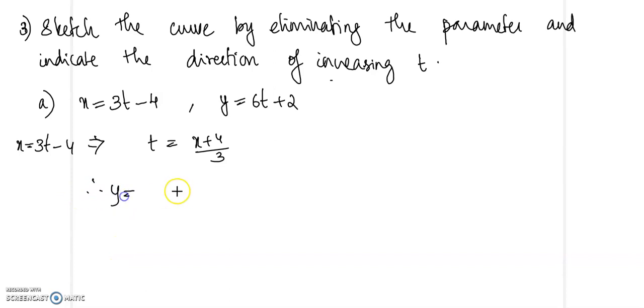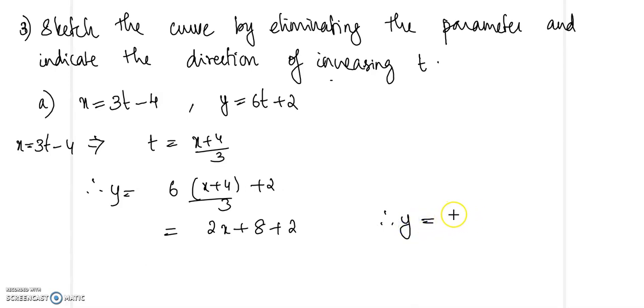So therefore y will be equal to 6 times (x plus 4) by 3 plus 2. So that will be 2x plus, this will cancel out, 2 will come, so 2x plus 8 plus 2. So therefore the equation is y equal to 2x plus 10, and that will be a straight line. Now let us look at what is the direction of increasing t.